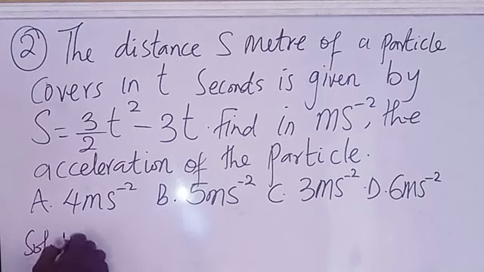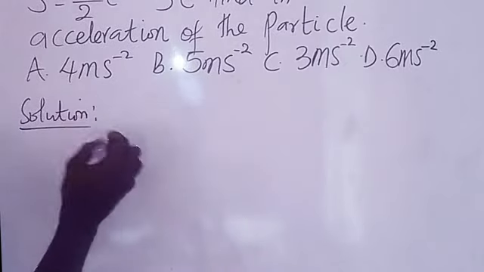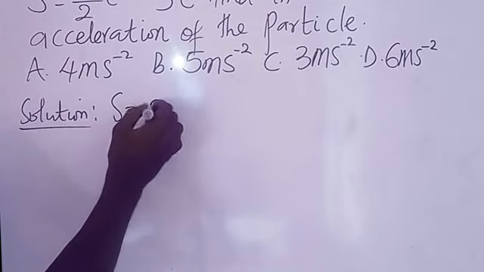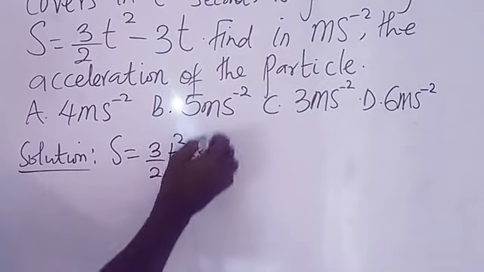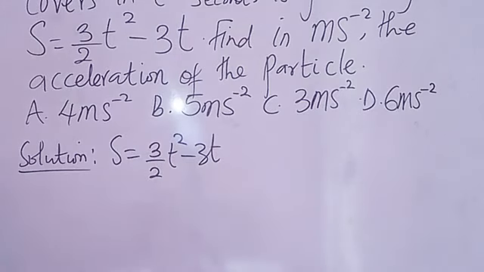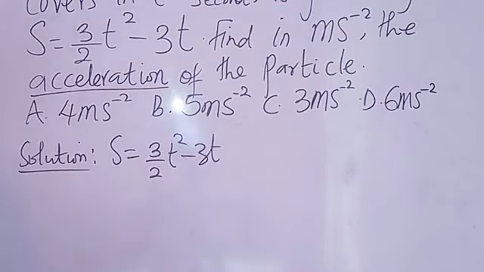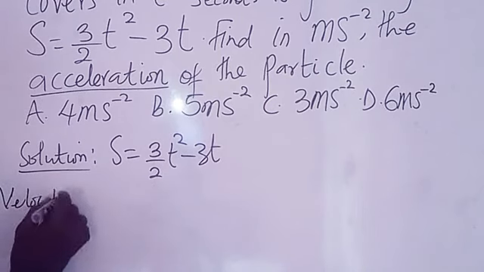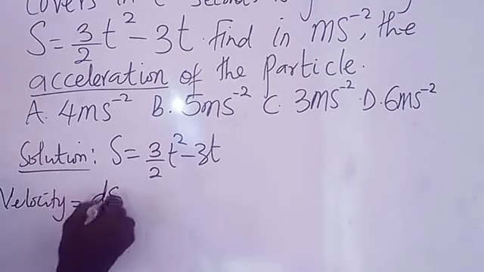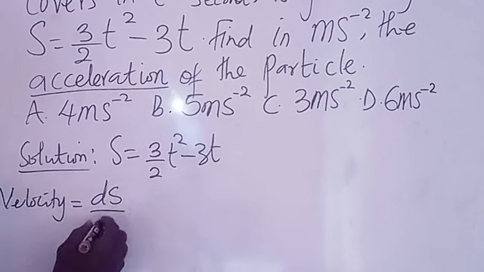Solution. So now let me rewrite the distance they are talking about. The distance is this. The question said we should find the acceleration, but the first thing we need to do is get the velocity before the acceleration. To get the velocity is the same thing as ds, the change in s, which is the distance, over the change in time.